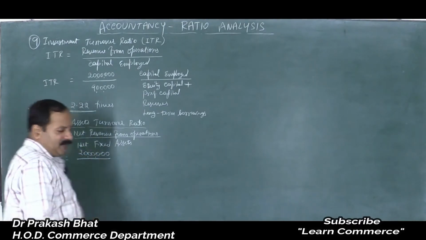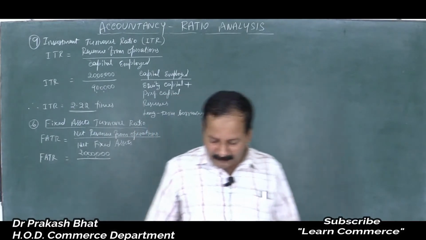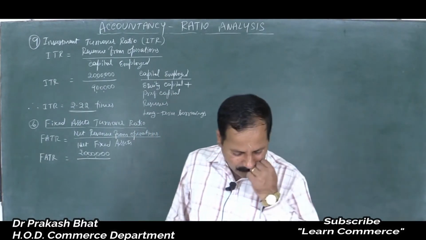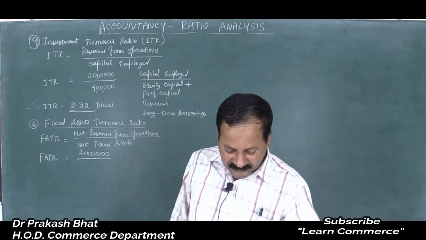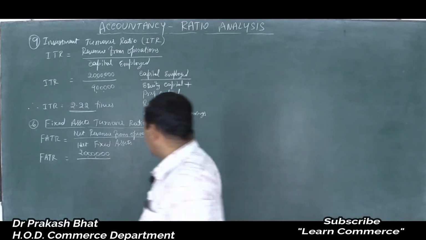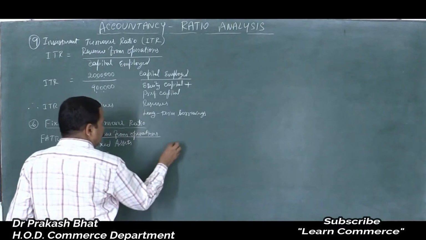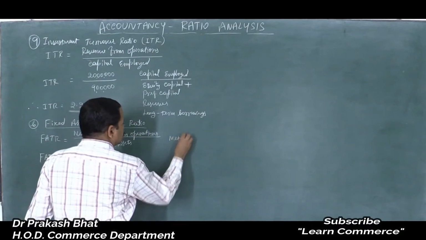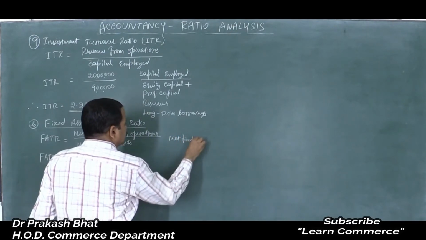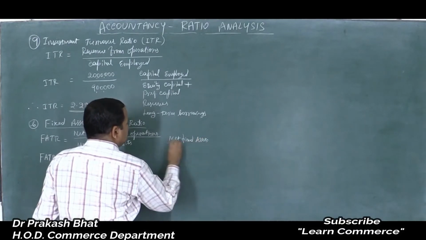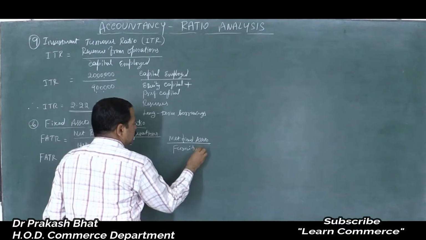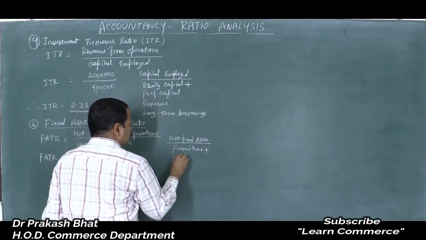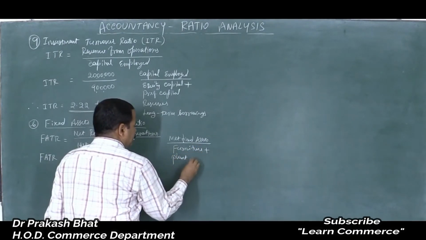divided by net fixed assets. I think it is given in the problem, right? Is it given? No, it is not given. We have to take these figures, that is furniture plus plant and machinery. Net fixed assets is equal to furniture plus plant and machinery, right?